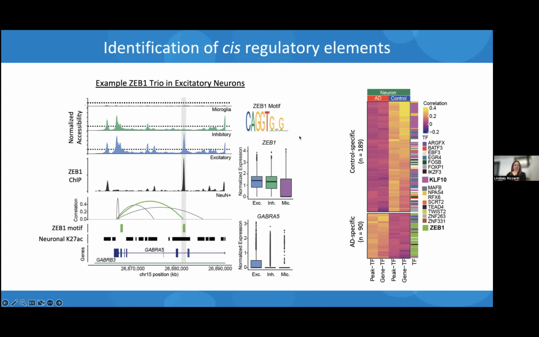We can see here this is the ZEB1 motif. It's a good motif. It's not just a bunch of G's and C's, which tends to be information poor. It's a strong motif. ZEB1 is expressed in these cell types, but you can see that GABRA5 expression is predominantly in excitatory neurons. So this all holds up, and it all confirms the ZEB1 trio here. And so you could, of course, go through many of the trios and do the same kind of thing.